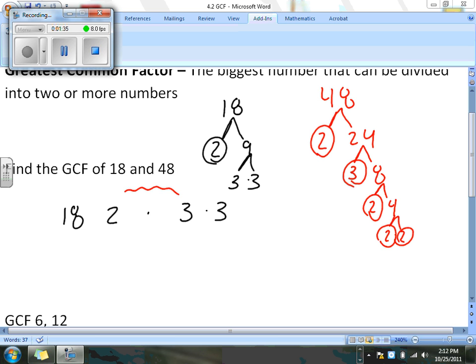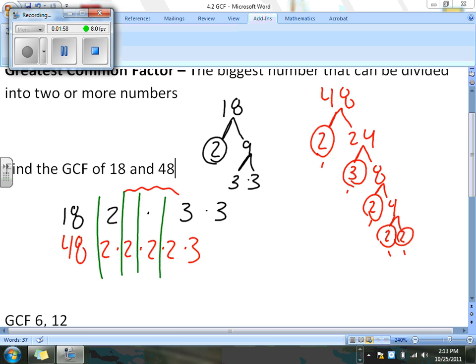So the prime factorization of 48 can be written as 2 times 2 times 2 times 2 times 3. So four 2s and one 3. The reason I wrote this in a very specific way is because it makes it easier to find the greatest common factor.